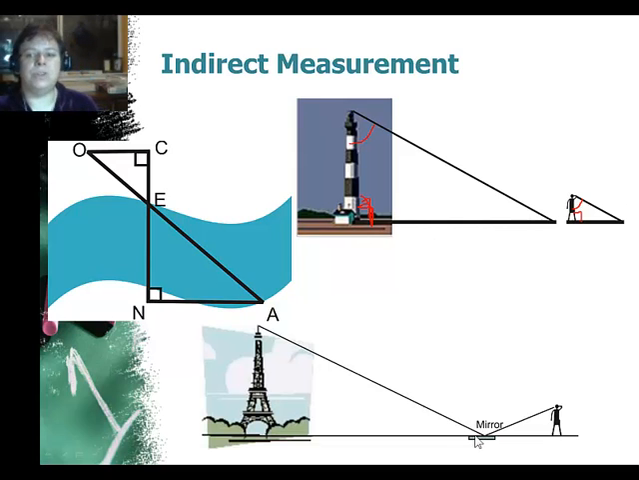Another thing you can do, which is kind of cool, is use a mirror. You can place a mirror so that you can see the top of something in the mirror at a certain distance away. And because the mirror has the same angle, the light comes in and comes out at the same angle. Those two angles are congruent. Then since the person is standing, that's a right angle, and the lighthouse is also a right angle. That tells me two angles are congruent, so these are similar triangles.